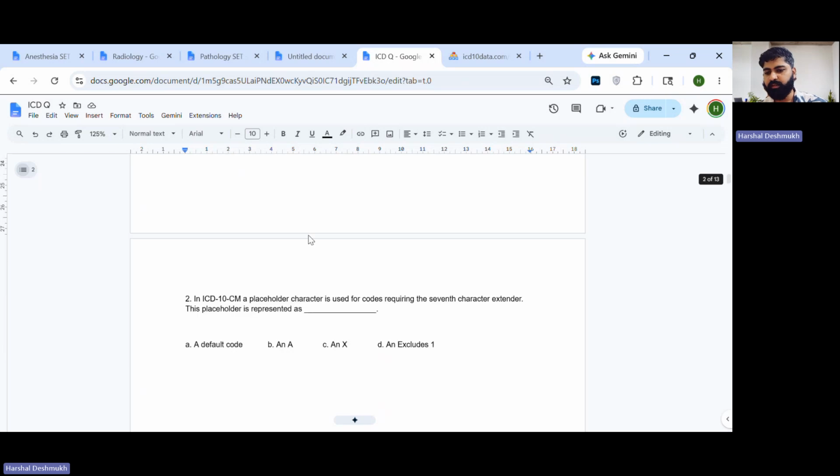The second question: in ICD-10-CM, a placeholder character is used for codes requiring the seventh character extender. The placeholder is represented as, and you will have four options here. Why don't you check? You might get the answer in the guidelines as well.